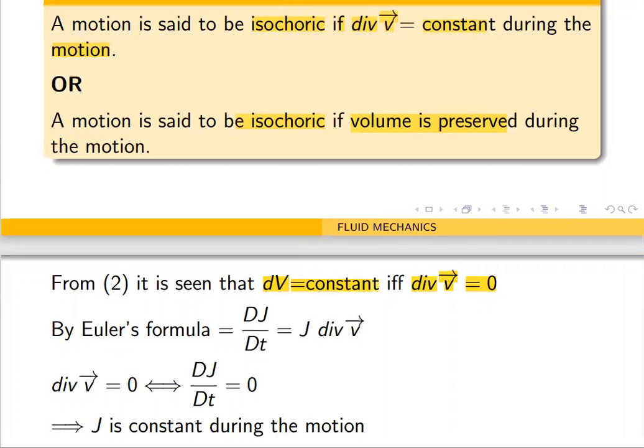Now let us take Euler's formula. dJ by dt is equal to J into divergence v. Now put divergence v equal to 0 here. So what are we going to get? The right-hand side is 0. So we get dJ by dt equal to 0. That means J is constant during the motion.